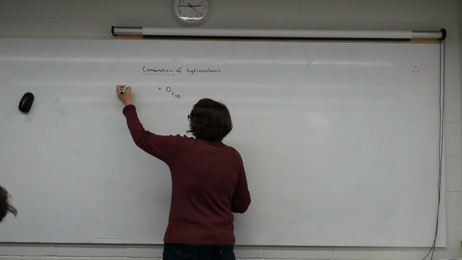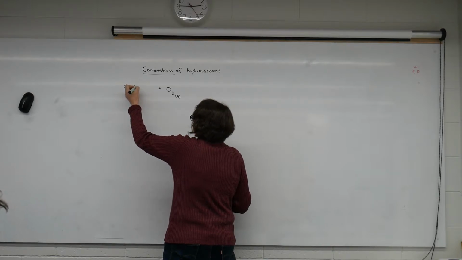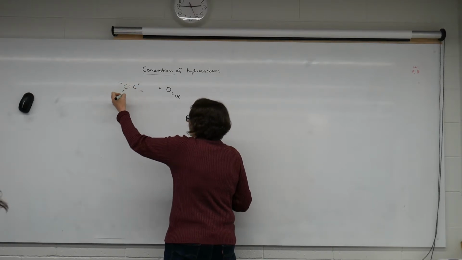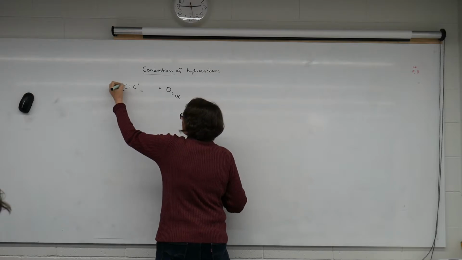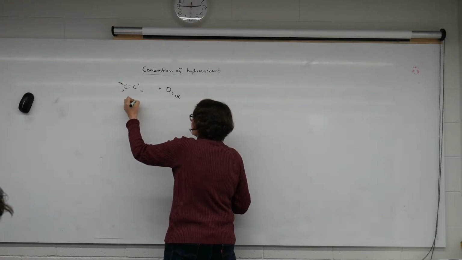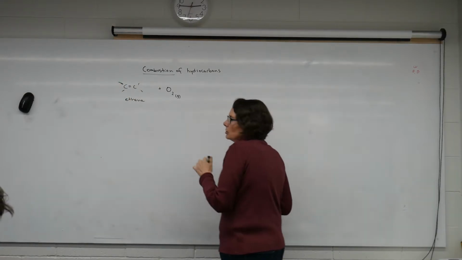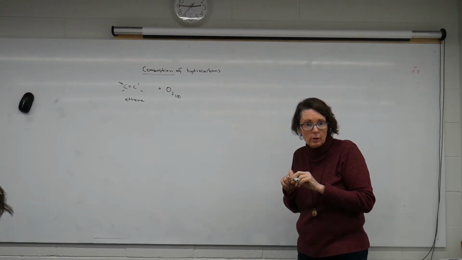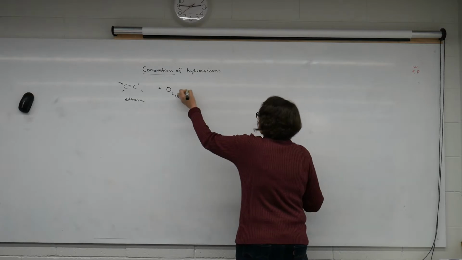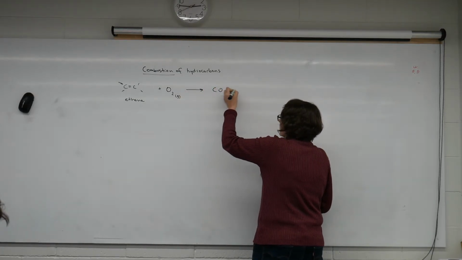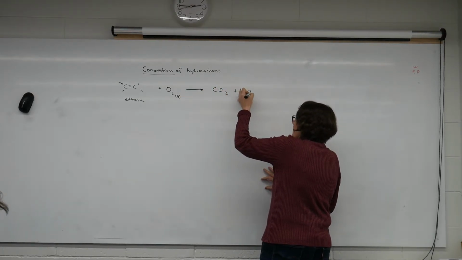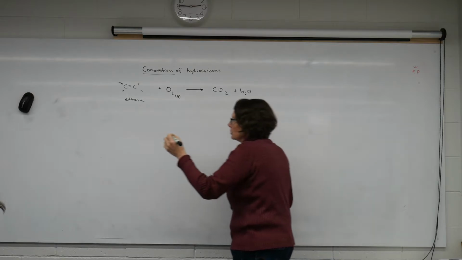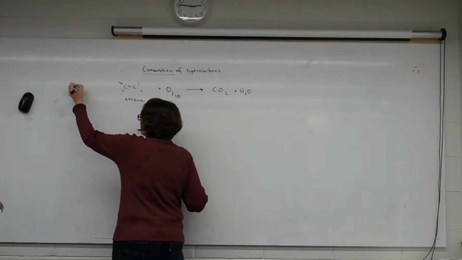Let's go with, what was that one? Ethene. What's it going to produce? What do all combustion reactions produce? Carbon dioxide and water. Some produce soot though. So this we would call complete combustion.